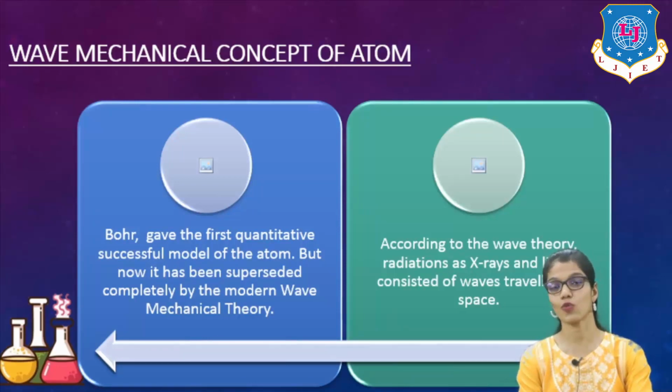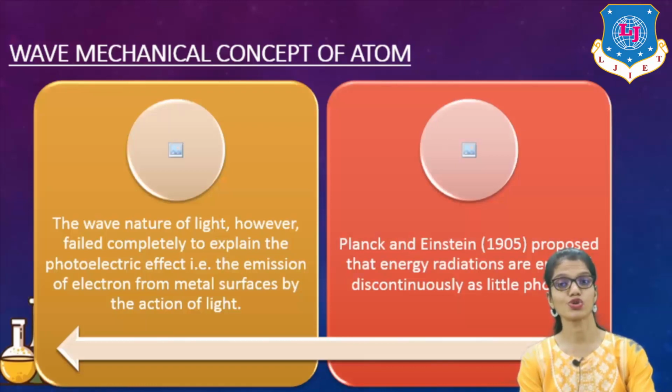So let's understand what a wave mechanical approach is. Now, two different theories combine together to form this concept. Number one, wave, and number two, mechanical. So what does the wave theory tell us? According to the wave theory, radiations such as X-rays, UV rays, IR or microwaves are basically made up of waves traveling in space. Now let's see the other approach, the mechanical approach.